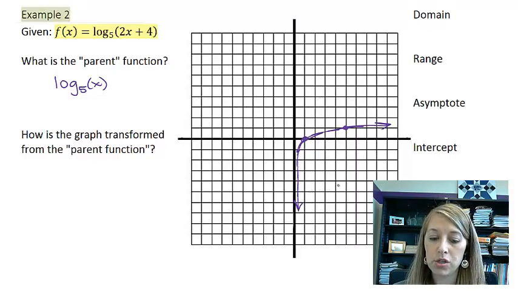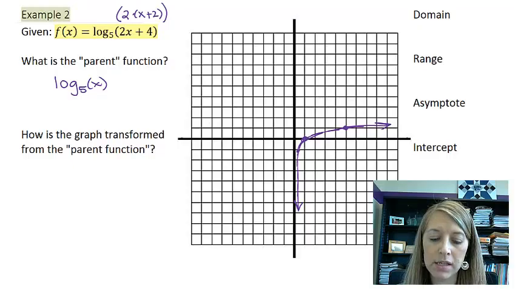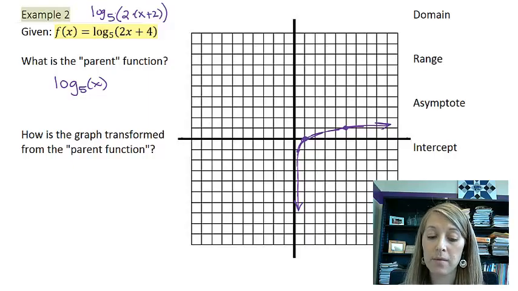What do I need to do with this? When I go to actually transform this, I need to convert the inside into one expression. I'm going to do that as 2 times (x plus 2). Remember, your stretching and shrinking on the inside is going to affect your shift. So this is best written as log base 5 of 2 times (x plus 2). Originally you thought your graph would shift left 4, but once you put it in this correct format, you realize it's actually going to shift left 2 units.